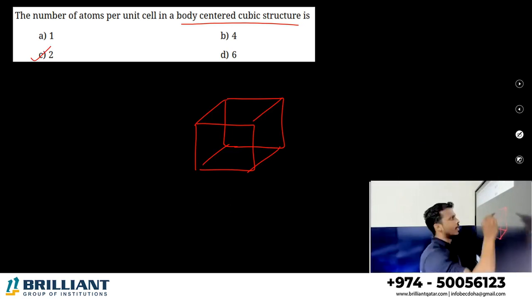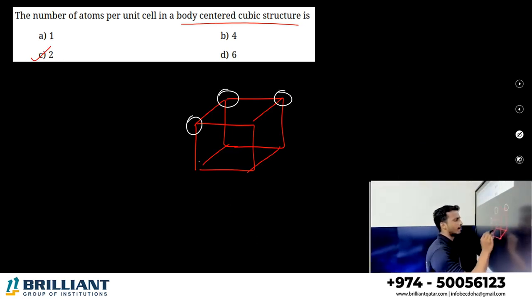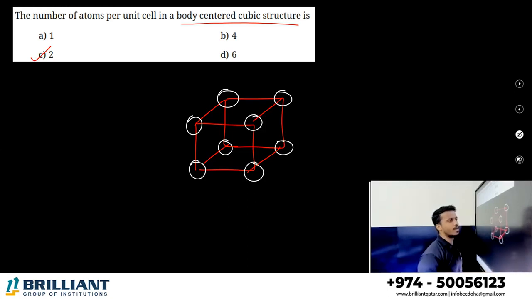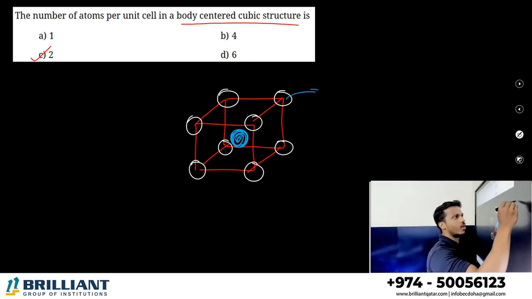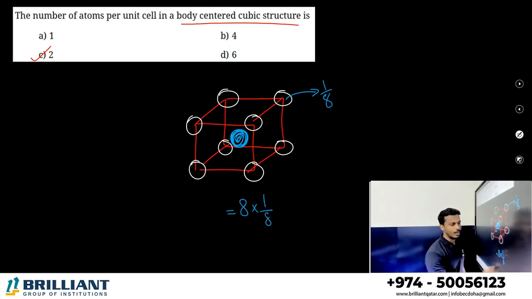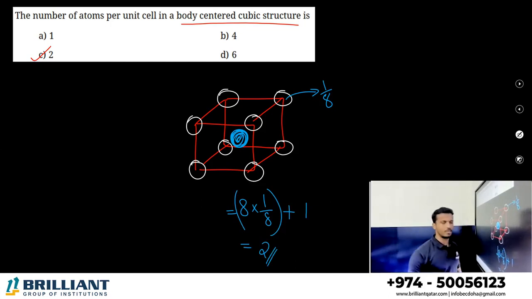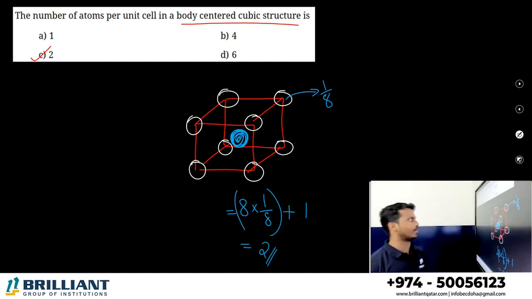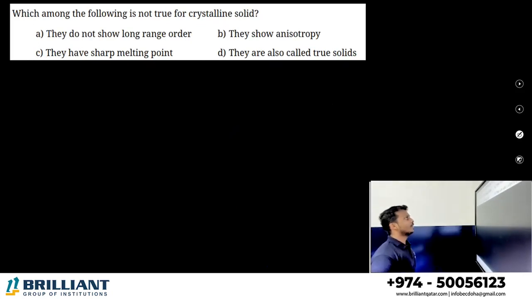Why? You studied that. Particles are present at the 8 corners, and one sphere is located inside the body. From each corner, you will get only 1 by 8th portion. Total how many spheres are at the corner? 8 spheres. Each corner you will get 1 by 8th portion. Plus, one of the spheres is completely inside. It is not shared by any other unit cell. So 1 plus 1 equal to 2. So there will be total 2 spheres in the unit cell completely. Answer is C.